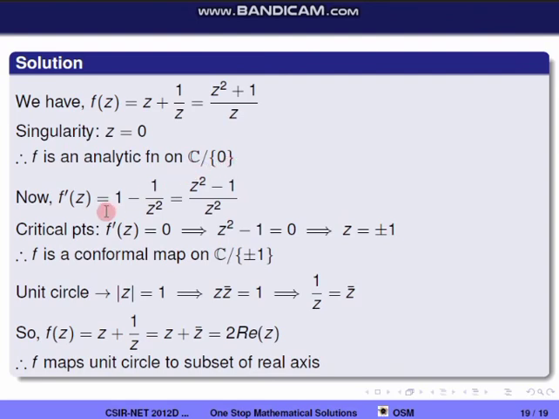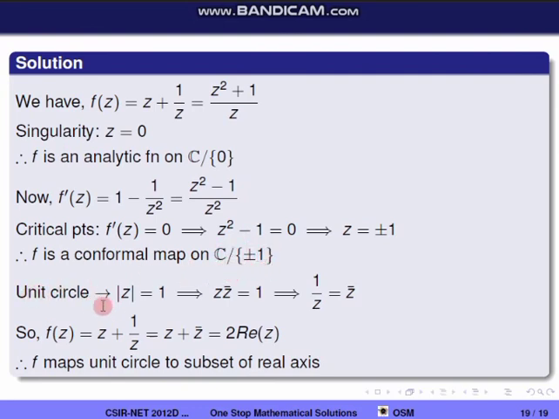So now I am finding the critical points. So equate f'(z) equal to 0. First of all we will find f'(z), which is equal to 1 minus 1/z². Simplifying, this is equal to (z² minus 1)/z². When we equate f'(z) equal to 0, we get z² minus 1 equal to 0, which implies z equal to ±1. So we know f is a conformal map except at its critical points. So f is a conformal map on C minus {±1}.